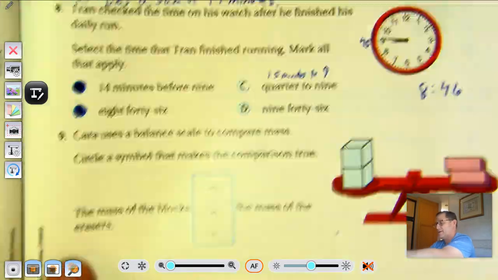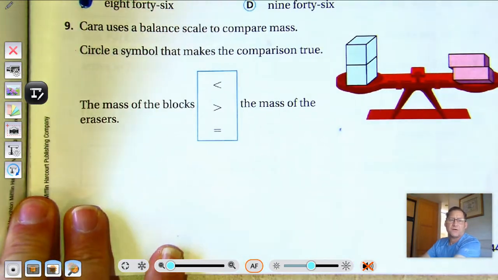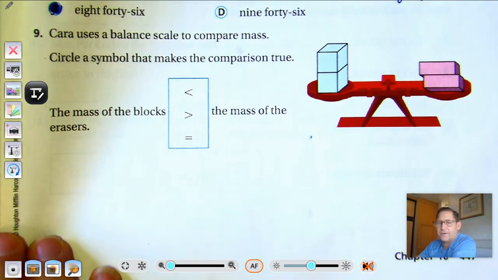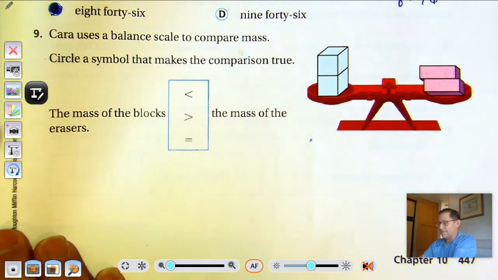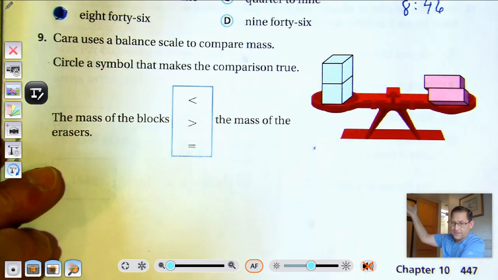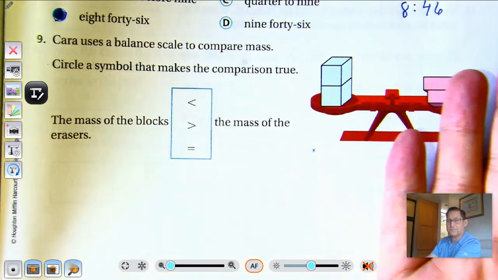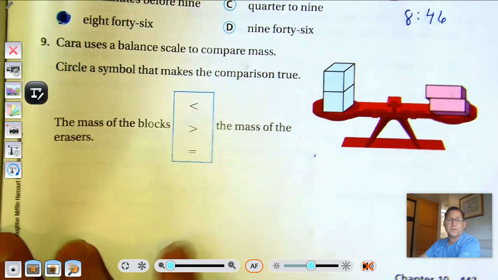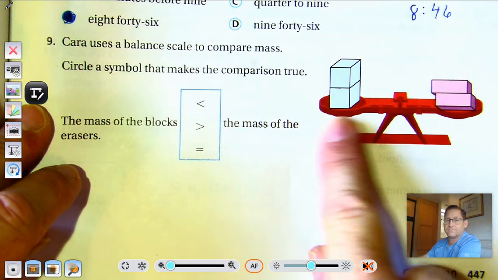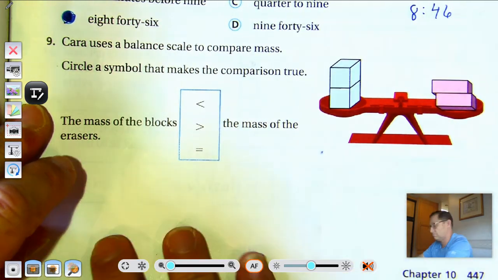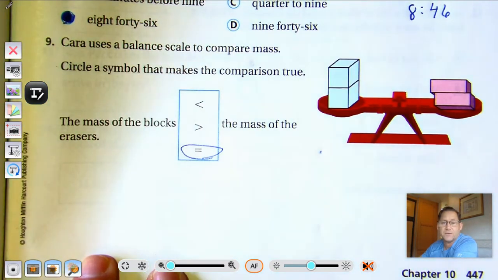All right. Number 9. Kara uses a balance scale to compare mass. Okay, remember with the balance that if one side is lower than the other side, that means that's the heavier object, and the one that's higher is lighter. But if they're in the same spot, they're balanced, they're equal. So the mass of the blocks, well, this looks even, right? I don't see one lower than the other, so they're equal. The mass of the blocks, or the weight of the blocks, is equal to the mass or the weight of the erasers.